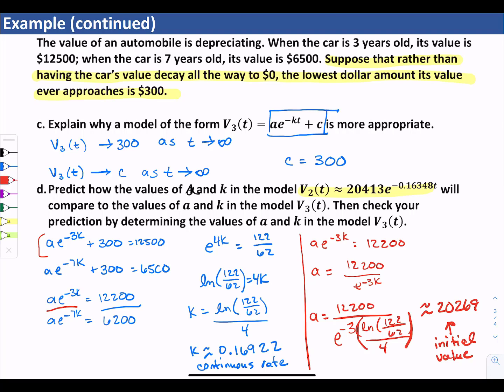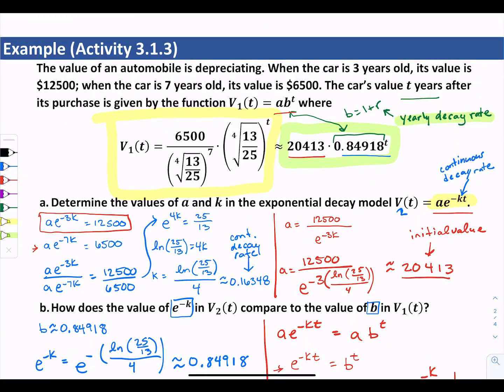So I would take a moment and compare these values we found for A and K in this model where we had a horizontal asymptote or a vertical shift of $300. Compare that to the values we found when we did not have that vertical shift, and think about why those values might be different.